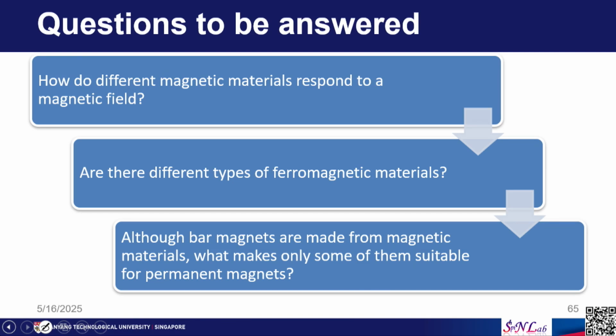Then we learnt about ferromagnetic materials a bit. Are there different types of ferromagnetic materials? We have not learnt. Then okay, we make bar magnets from magnetic materials, but why do only certain types of materials make permanent magnets? Why is a paper clip not a permanent magnet? So, all those things we will learn in the next few minutes.